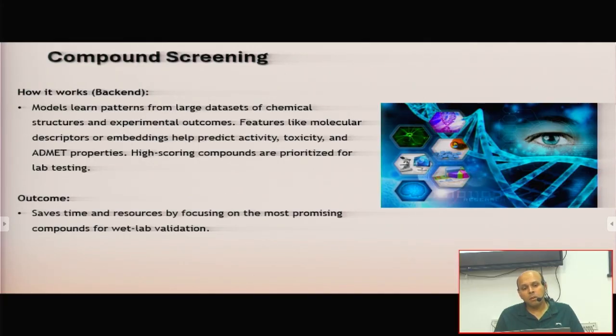So high scoring compounds are prioritized for lab testing, just like we saw in the previous slides. Compounds that will give a better score, they are taken further. So the outcome of that is obviously it will save time and resources by focusing on the most promising compounds for wet lab validation.